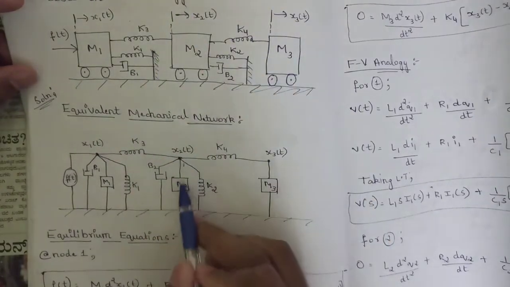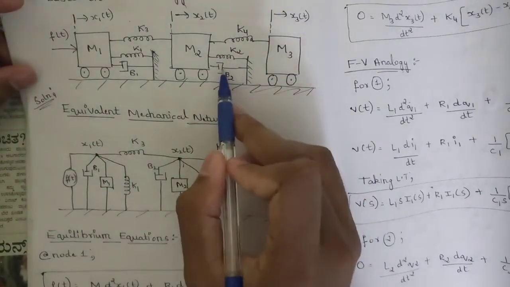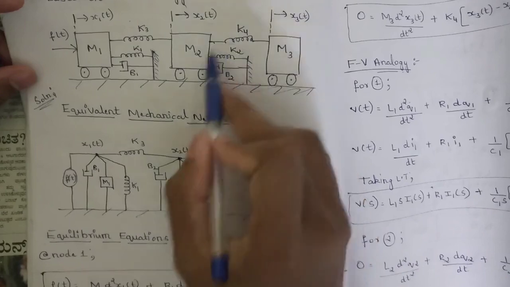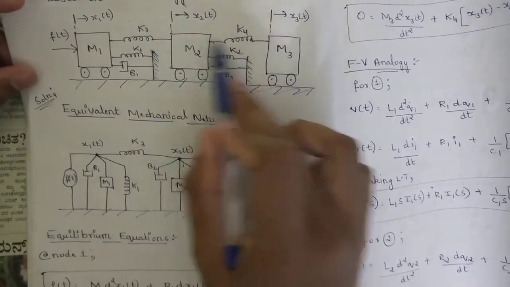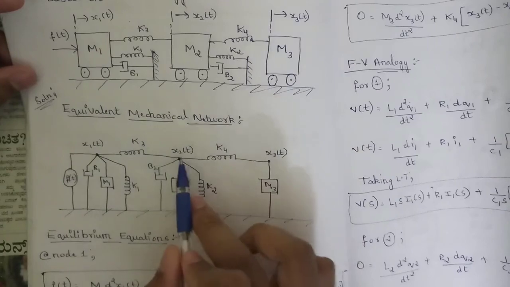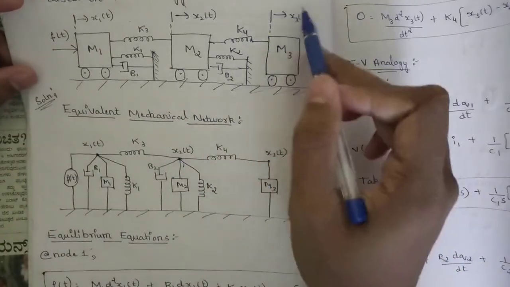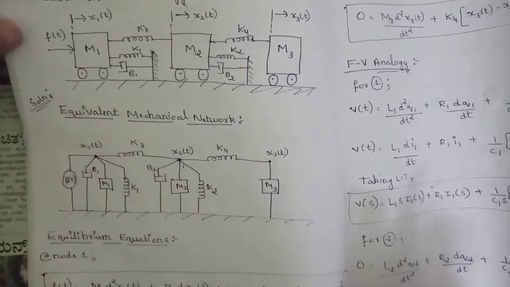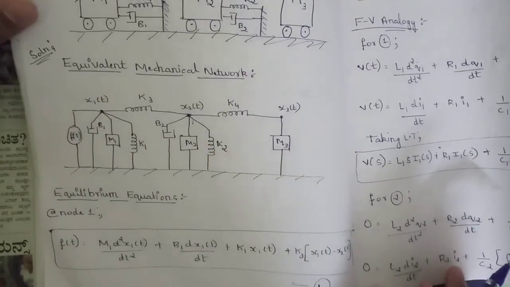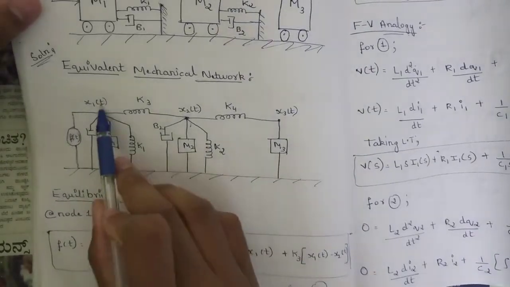Similarly for x2 of t, m2, b2 and k2. Okay, b2 and k2 are connected to one dispenser, and k4 is between m2 and m3. So that's why the k4 would be lying between the displacements x2 and x3, then m3 for the displacement x3. So like this we should be drawing first the equivalent mechanical network, then the equilibrium equations at node 1, 2, 3.